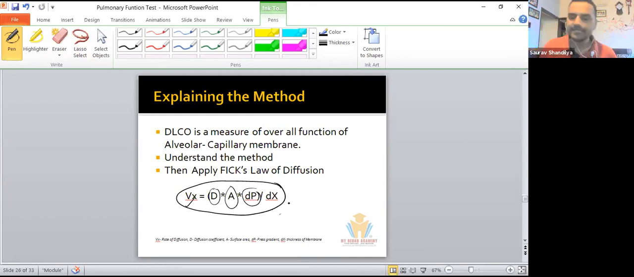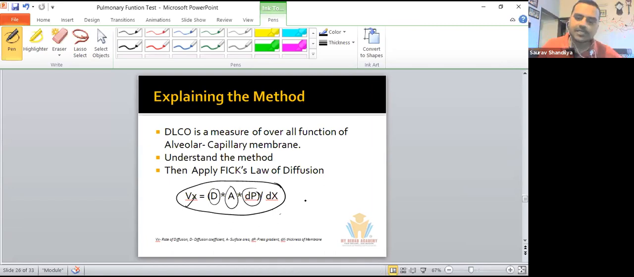If there is an ILD, or any of the participants can think about emphysema. What happens in emphysema? You have more bullae rupturing and you have more area over there, right? More area, right? This is how it works.